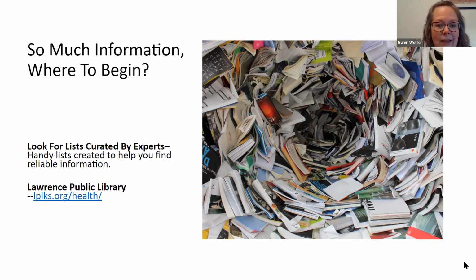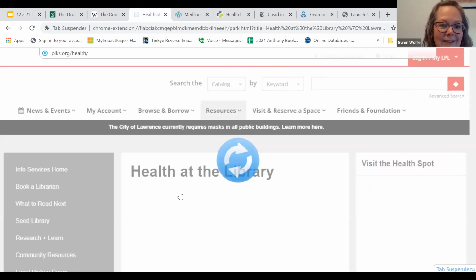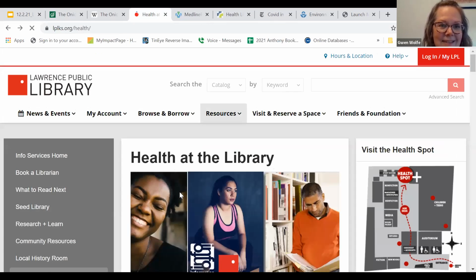And a lot of reliable health information creators are actually out there curating lists to help you find good resources. You could go to a local university, you could go to Mayo Clinic, you can go to a lot of different locations and find healthy, easy lists that will have information that you can use. And Lawrence Public Library actually offers an excellent one. I know this because I helped create it. So we're going to look at the list at LPL.